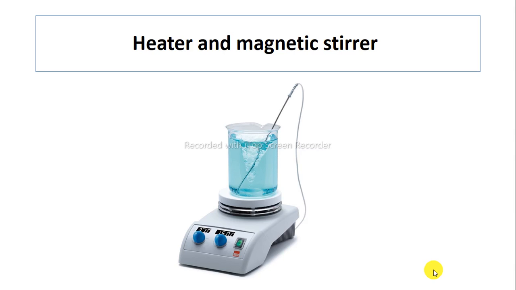So the first one is the heater and magnetic stirrer. This instrument is used for heating and simultaneously dissolving substances. It has both a heater as well as a stirrer. Some compounds dissolve only at high temperature, or temperature is required for their dissolution. So you can use this, and the inserted probe will monitor the temperature.